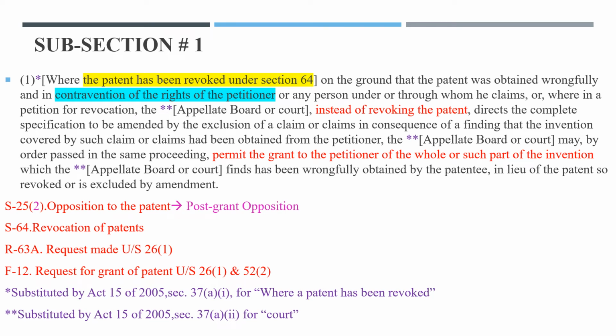Subsection 1 says, where the patent has been revoked under section 64 on the ground that the patent was obtained wrongfully and in contravention of the rights of the petitioner or any person under or through whom he claims, or where in a petition for revocation the appellate board or court, instead of revoking the patent, directs the complete specification to be amended by the exclusion of a claim or claims in consequence of a finding that the invention covered by such claim or claims had been obtained from the petitioner, the appellate board or court may, by order passed in the same proceeding, permit the grant to the petitioner of the whole or such part of the invention which the appellate board or court finds has been wrongfully obtained by the patentee in lieu of the patent so revoked or is excluded by amendment. Okay?